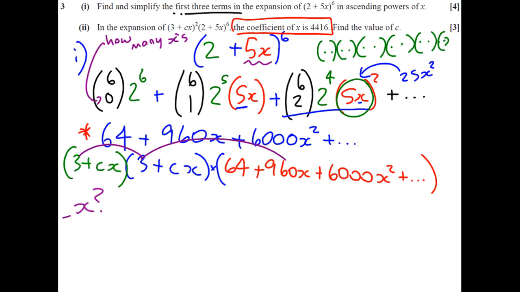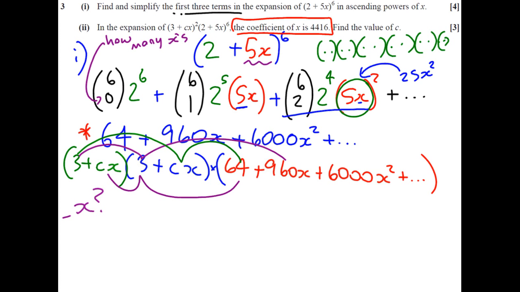So you could do that. Because multiplying 3 brackets is just going to mean everything in each bracket gets multiplied by everything else. And we are just being very focused and picking out the ones that we are interested in. Another way to get just x would be the cx there, the 3, 64. And a final way to do it would be to take the 3 here, the cx here, and the 64 there. They're the only ways you're going to get terms with just x. We do not care about anything else, we just care about the x terms.